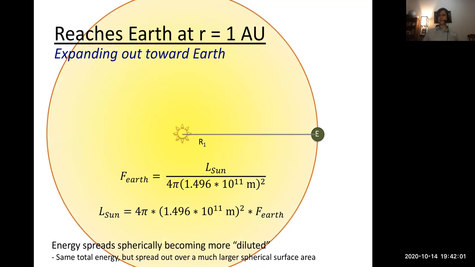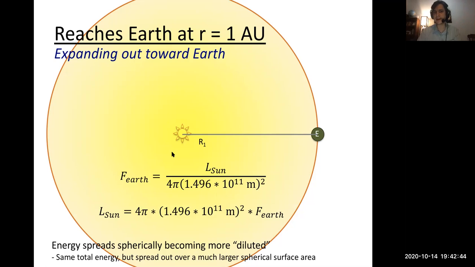Now, let's look at this a little bit differently. I can calculate the energy that's reaching the Earth per square meter per second. That radiant flux is going to be equal to the energy output of the sun, the luminosity, how much energy it produces every second, divided by the surface area of this entire sphere with a radius of 1 astronomical unit, which is equal to 1.496 times 10 to the 11th meters.